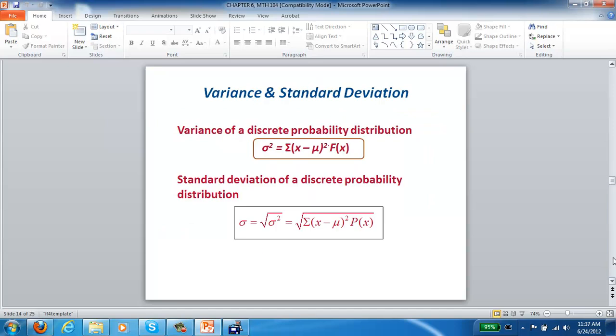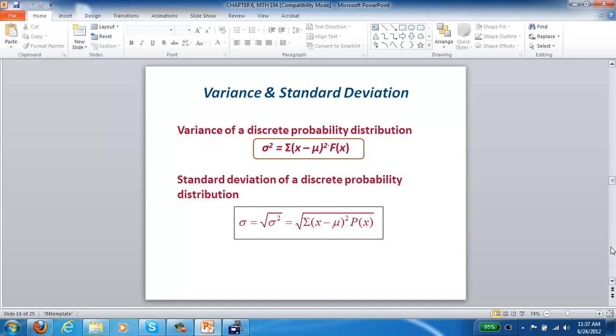For the variance, this is the formula. The variance is summation of x minus mu squared times f of x. The standard deviation is very easy to calculate, because you simply take the square root of the variance. However, for the variance we have to calculate x minus mu squared first, and then we multiply with the f of x. The mu is the mean that we calculated before, the expected value.